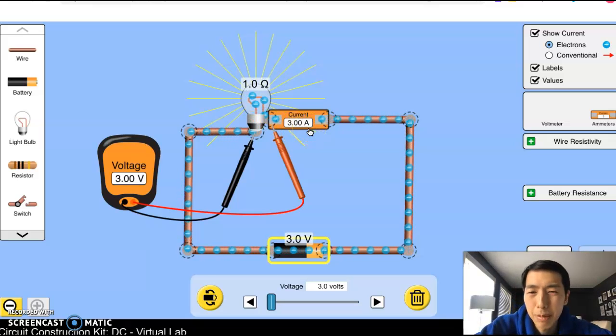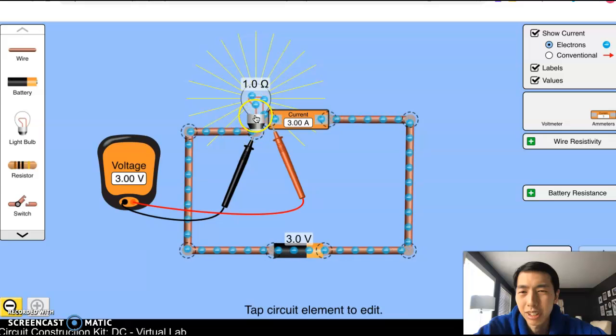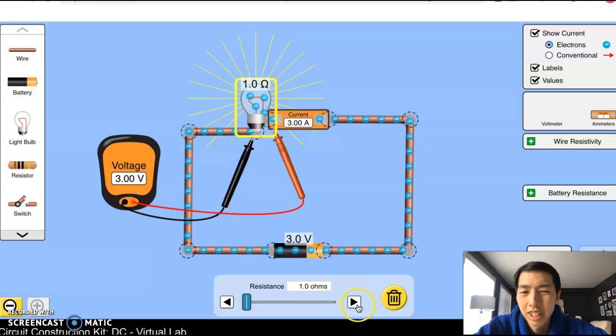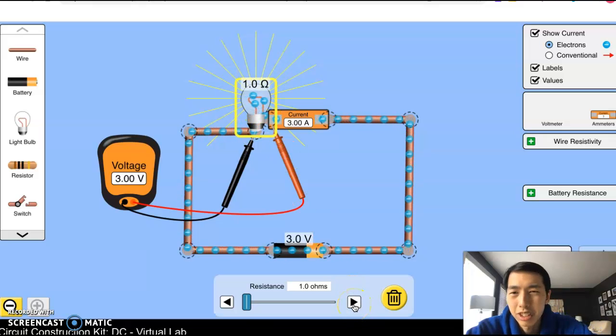Now I'm going to show you what happens when I change the resistance. So I'm going to click on the light bulb. I can change the resistance of it. So that's how much they're slowing the blue dots down. Right now it's set to a resistance of 1 ohm, and that's causing a speed of 3 amps for the blue dots.